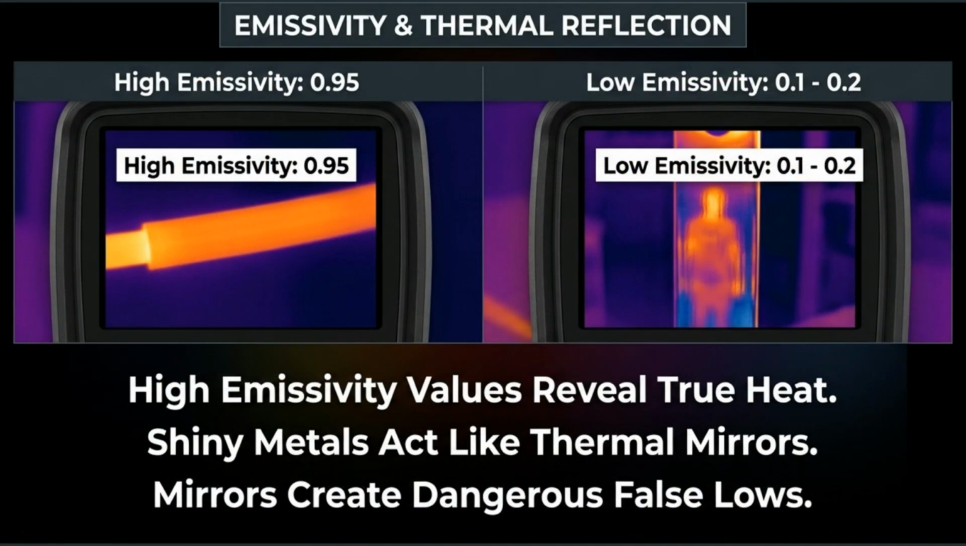Emissivity measures how well a material radiates heat. Materials with high emissivity, like electrical tape, show true heat. Shiny metals, with low emissivity, reflect heat like mirrors, creating dangerous false low readings.